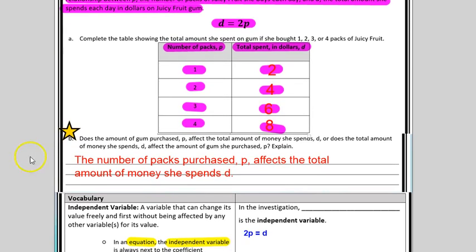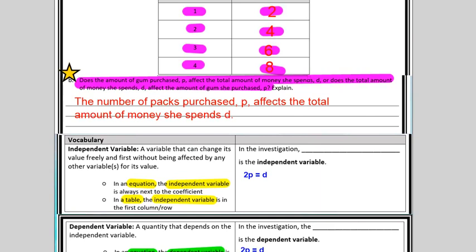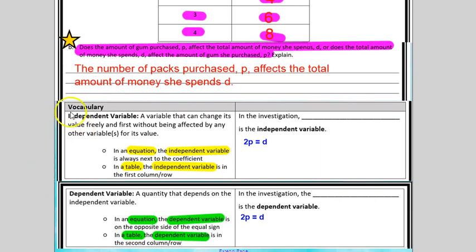There's a question that asks, does the amount of gum purchased affect the total amount of money she spends, or does the total amount of money she spends affect the total amount of gum she purchases? And in fact, we can see that it's the number of packs she buys that changes how much she spends. So this shows our vocabulary words for today. Our first vocabulary word is in your workbook, and it says independent variable.